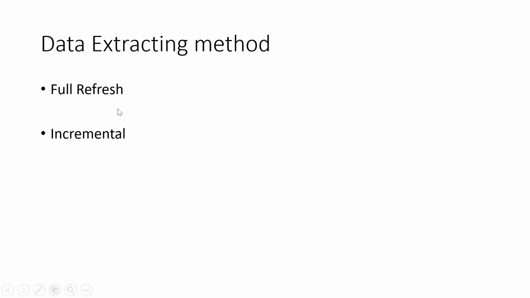Full means it will take all the records from the source system and push them to the target. Incremental means it will take only the delta records, meaning the new records received at the source system, and push the same to the target.